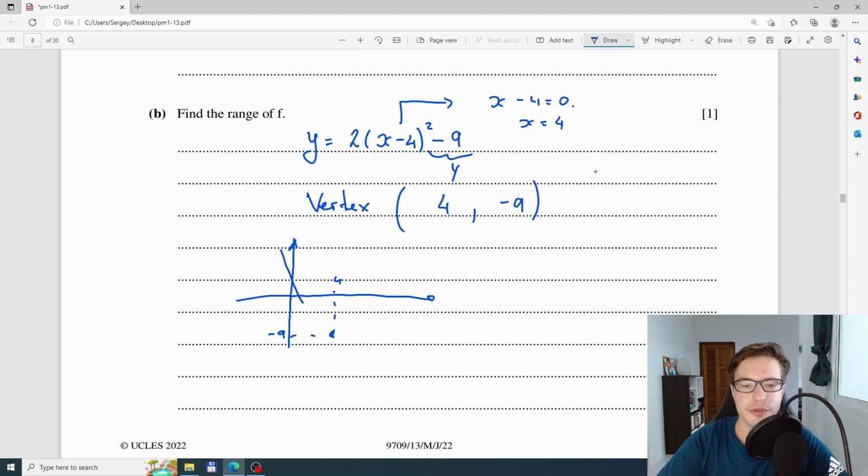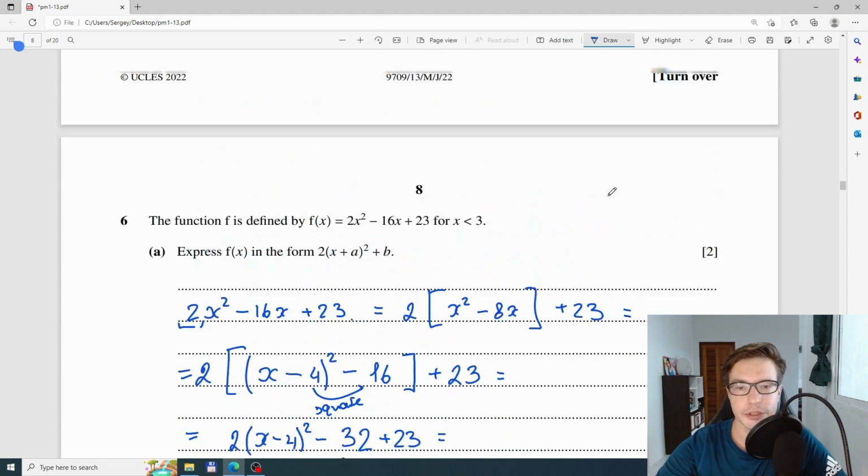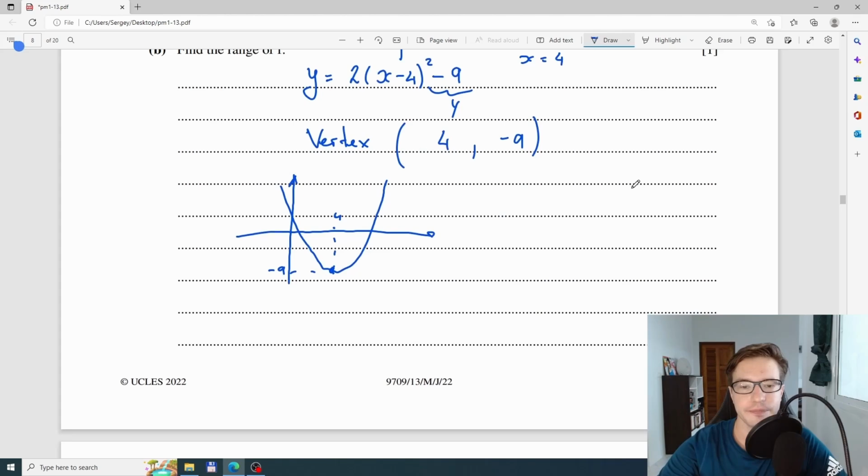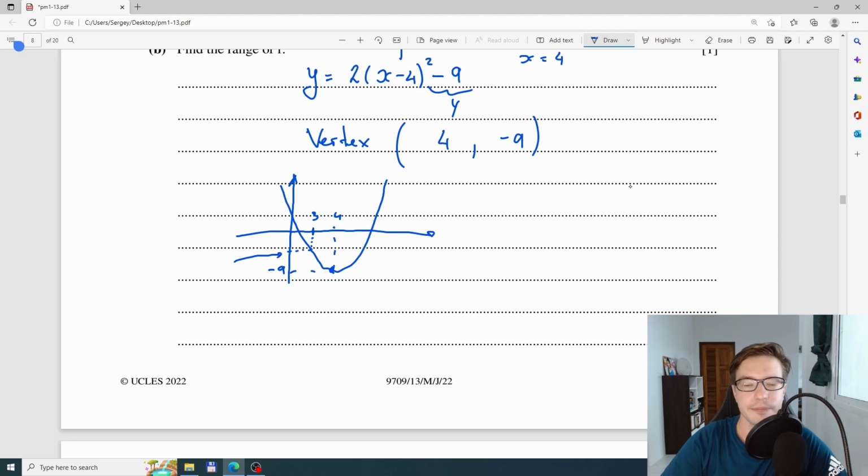Let's say it opens like that. For now, the range of this function is y is bigger or equal than minus 9. However, let's have a look at the question. It says that x is smaller than 3. Now look at the graph. X equals 3 is here, and the y coordinate which corresponds to x equals 3 is right there.